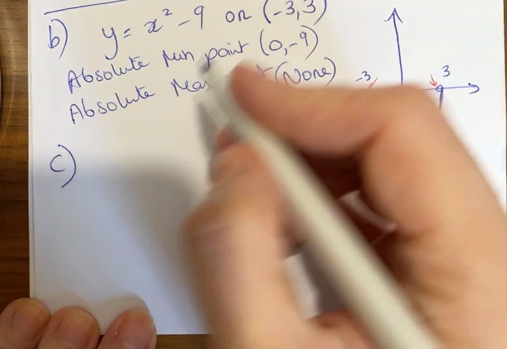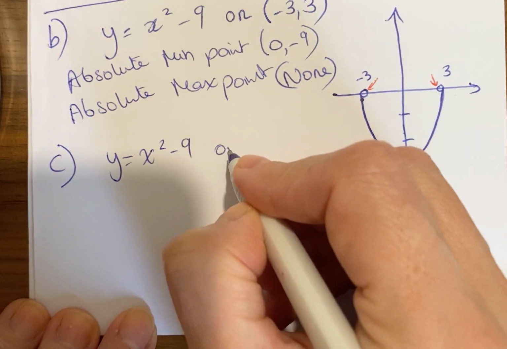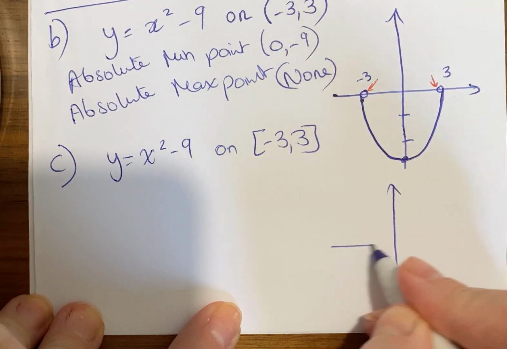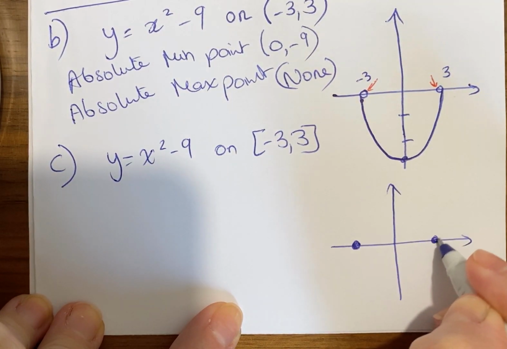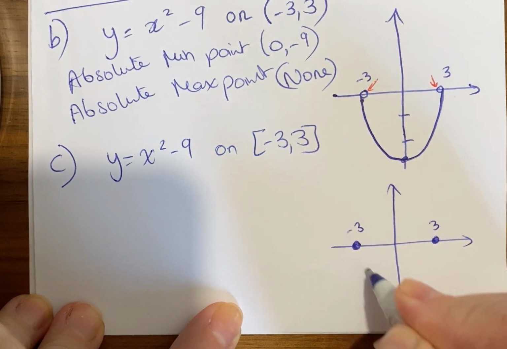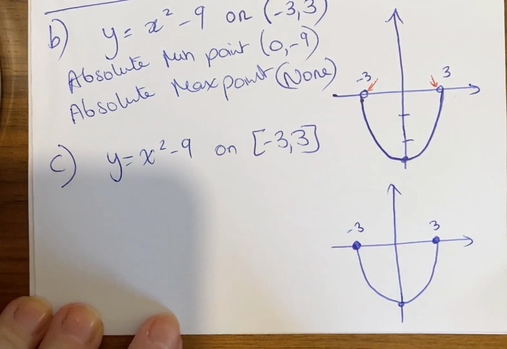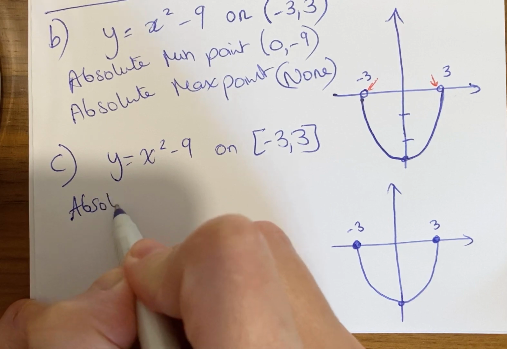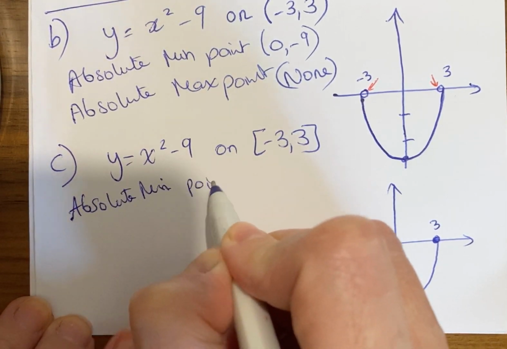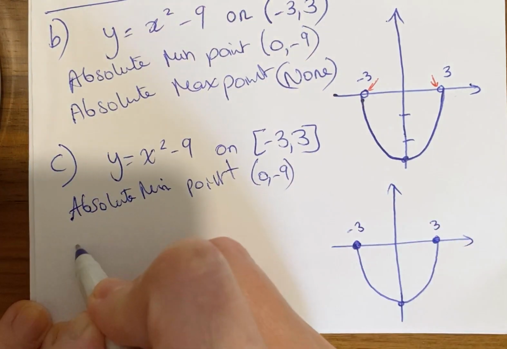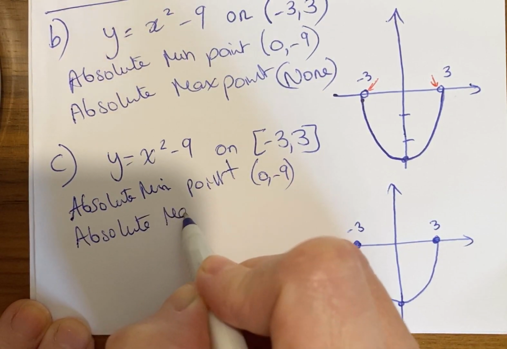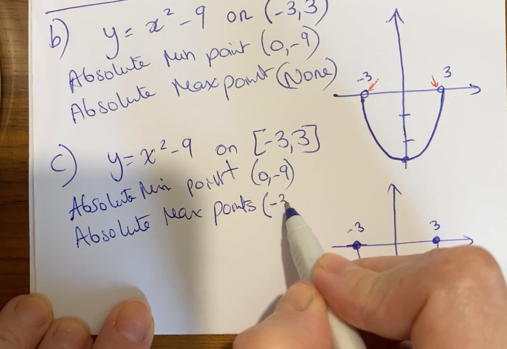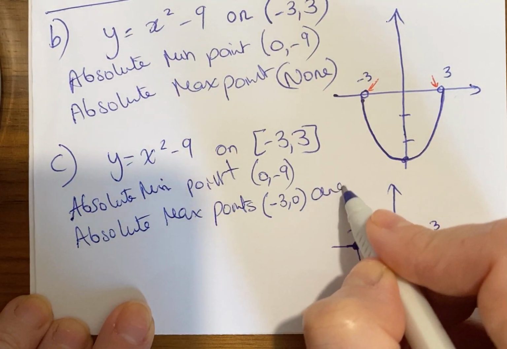Look what changes if we take the same function on the closed interval. What will happen when it's from minus 3 to 3? See, those two circles will close because they are included. So it will look like this. This is the curve that we're looking at now, only from minus 3 to 3. This still has the same absolute minimum point at 0, minus 9. But now, does it have an absolute maximum point? It has two absolute maximum points. What are they? Minus 3, y equals 0, and 3, 0.